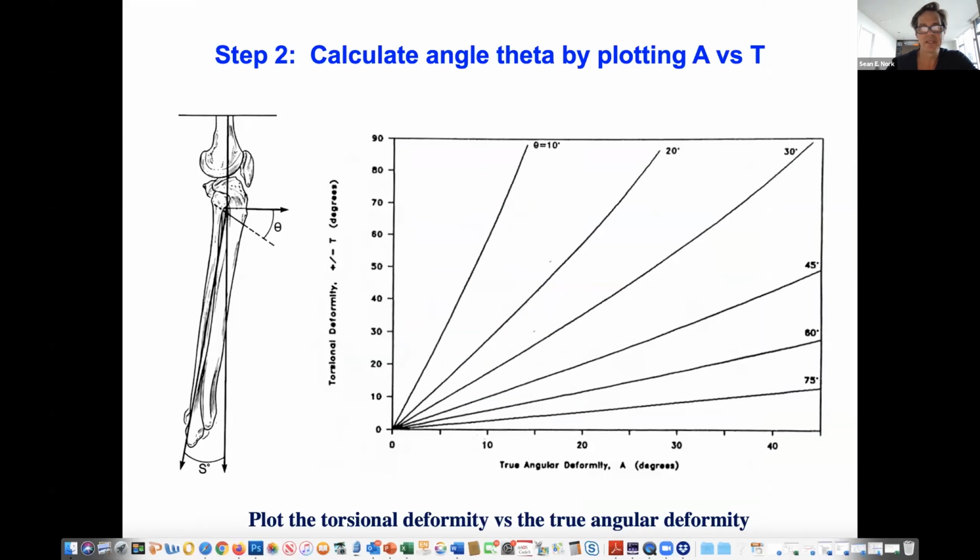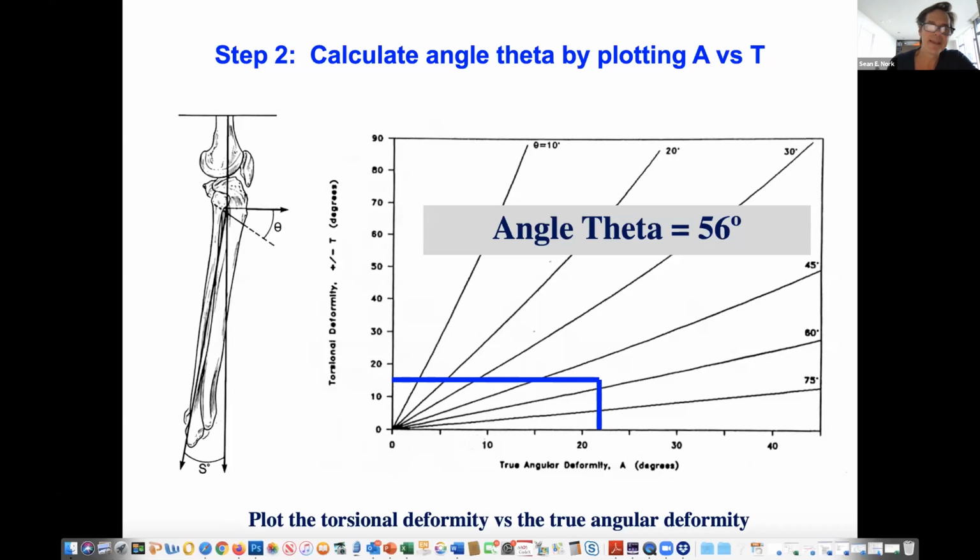So if you go to the Sanjorzen articles, you can plot this out. So once again, he has a true angular deformity of 22 degrees, a torsional deformity of 15 degrees. And if you look at this plot, you calculate an angle theta of 56 degrees, and that's graphically depicted on the left. So that tells you how steep that osteotomy needs to be. So quite steep because there is not a large rotational component.